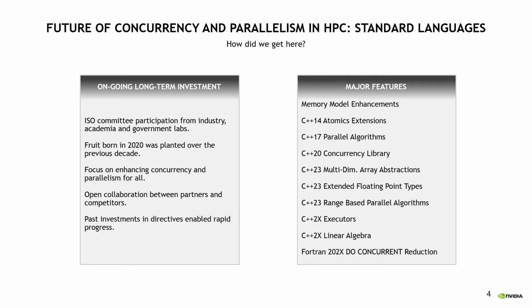Our compilers began to support accelerated standard languages in our 2020 releases, but even at that point, we had dedicated more than a decade to working in the language bodies to add features for parallelism and concurrency and working within our software and hardware stacks to be able to support those features when they came out. On the right, I've listed a variety of important major features that we've contributed to, and there's even more coming in the future.